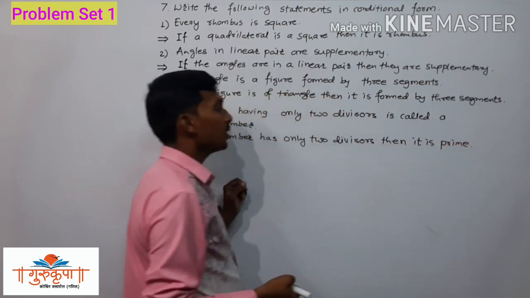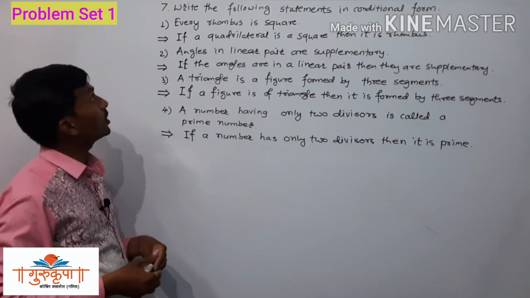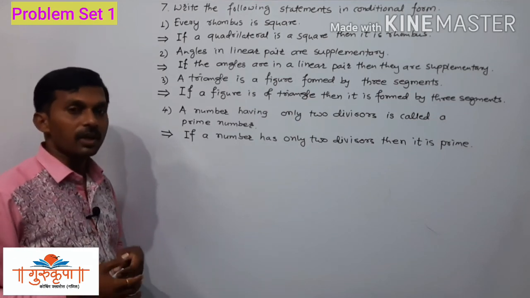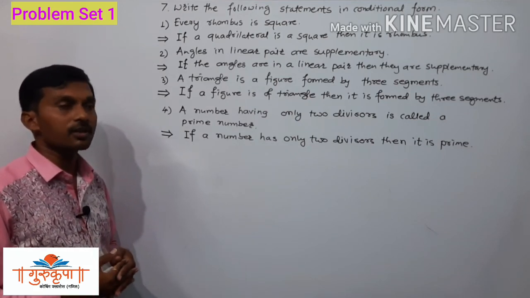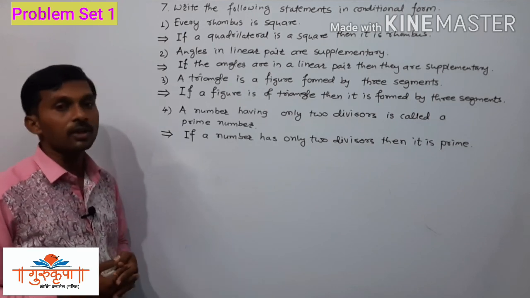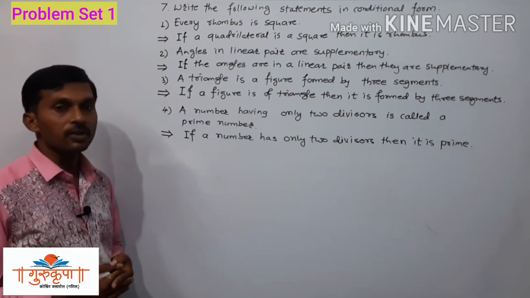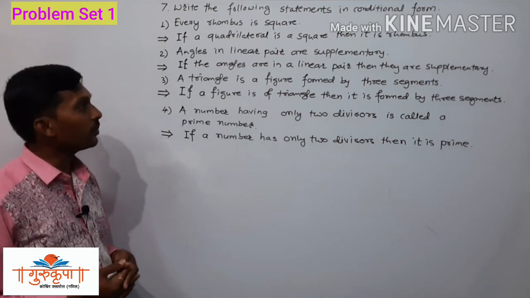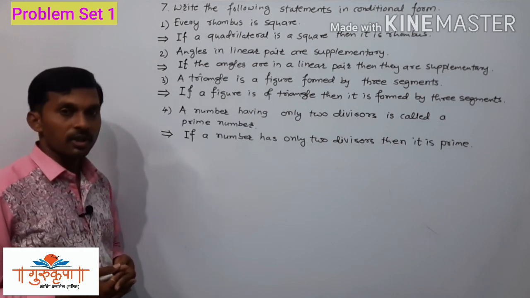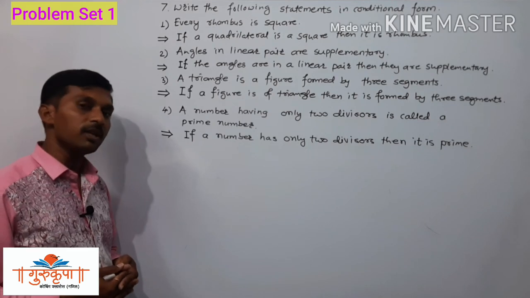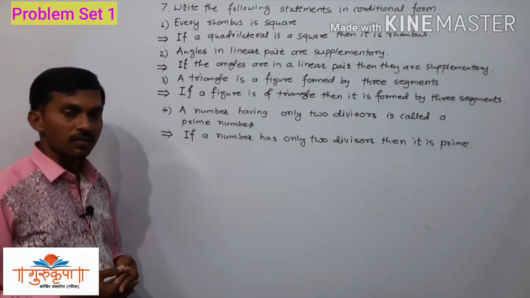So this is all about question number 7, in which we were given four simple statements to convert into the conditional form, and we converted all four statements into the conditional form. Now we will take the next question, that is question number 8, and the remaining questions in the next video lecture.